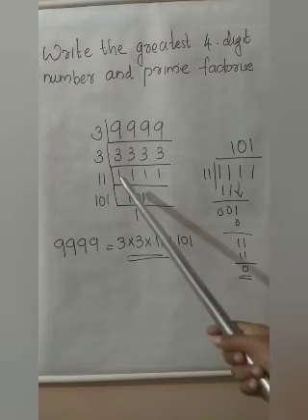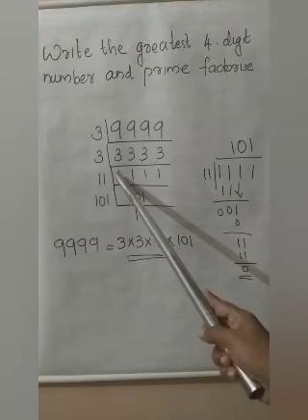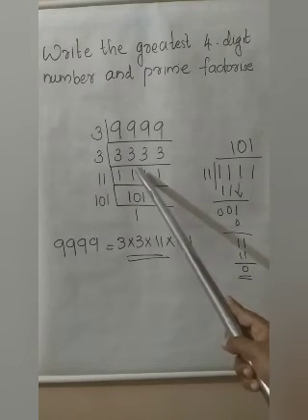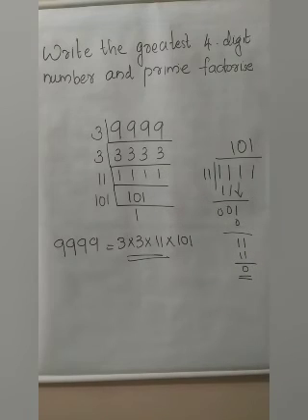So checking the divisibility by 11. I said we are subtracting the alternate digits. So 1 here, 1. What is 1 minus 1? 1 plus 1, 2. This 1 plus 1, 2. 2 minus 2, 0. So what is the divisibility rule? It is divisible by 11.